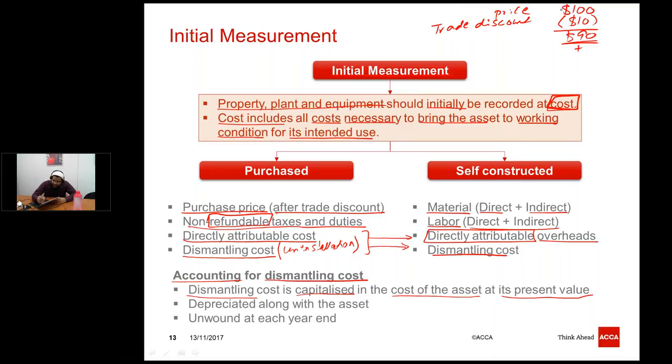So if I write the double entry over here, for the first bullet, we are debiting the property, plant, equipment, and we are crediting a provision for dismantling. So the first entry means debiting the property, plant, equipment and crediting the provision for dismantling by which amount? By the present value. So we are going to capitalize the dismantling cost at its present value.